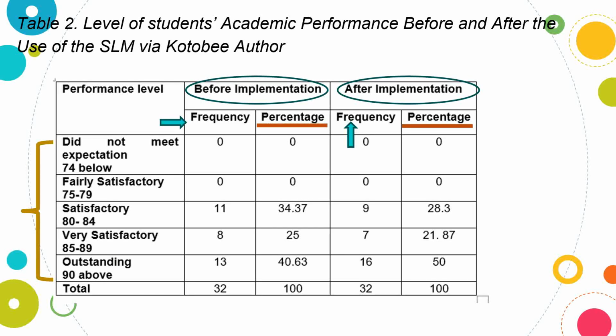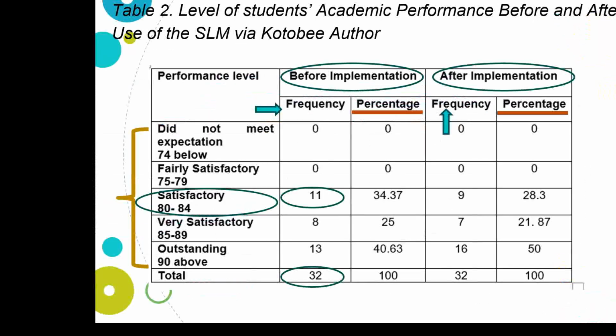A first time researcher may ask, how do I compute the percentage? It's quite simple. Just divide the frequency of a certain variable by the total number of participants and multiply it by 100. For example, let's take the satisfactory level of performance. 11 participants received this grade out of 32. Then the calculation would be 11 divided by 32 multiplied by 100, giving us a value of 34.37%.